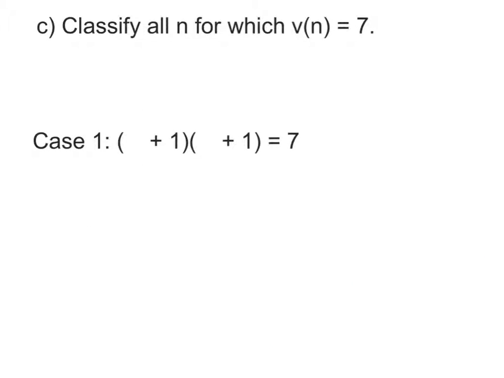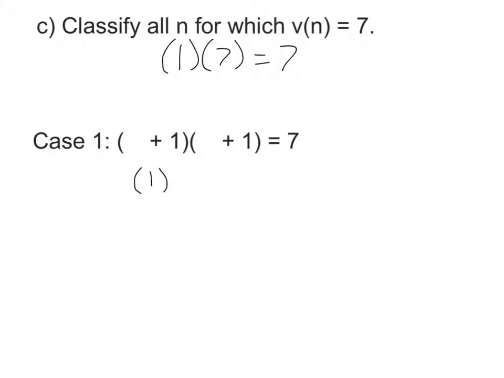Our last part is part C, where we classify all n for which v sub n equals 7. Now if we take a look at the number 7, I think it's fairly obvious that 7 is a prime number, which means the only factors of 7 are 1 and 7. So when we come up with these two factors, those are the only ones that work. So with this in mind, this leads us to our only case that we could come up with.